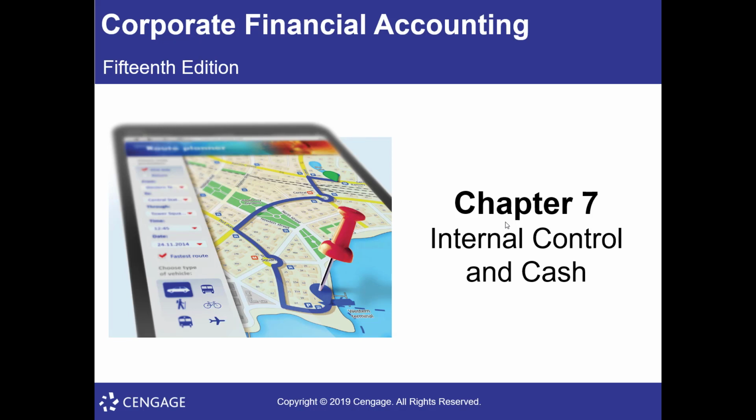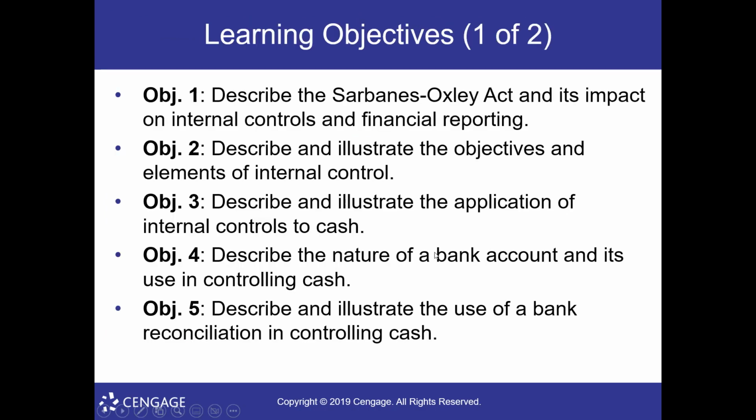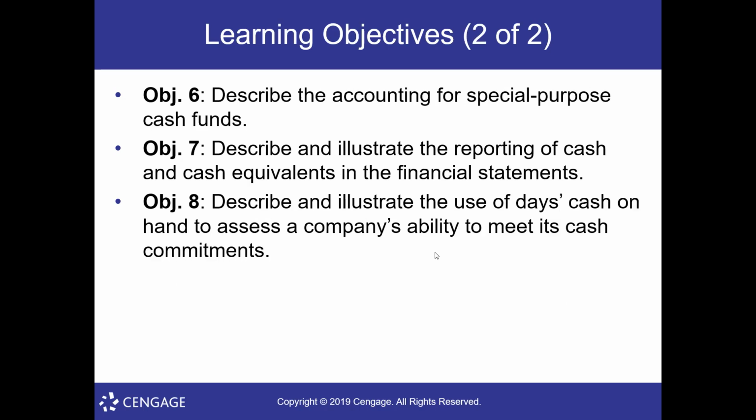This is an overview of Chapter 7, Internal Controls and Cash. We're going to talk about Sarbanes-Oxley and its impact on internal controls and financial reporting, describe and illustrate the elements of an internal control, illustrate the application of internal controls as related to cash, describe the nature of a bank account and its use in controlling cash, the use of bank reconciliation, special purpose cash funds, reporting of cash and cash equivalents on financial statements, and the use of days cash on hand.